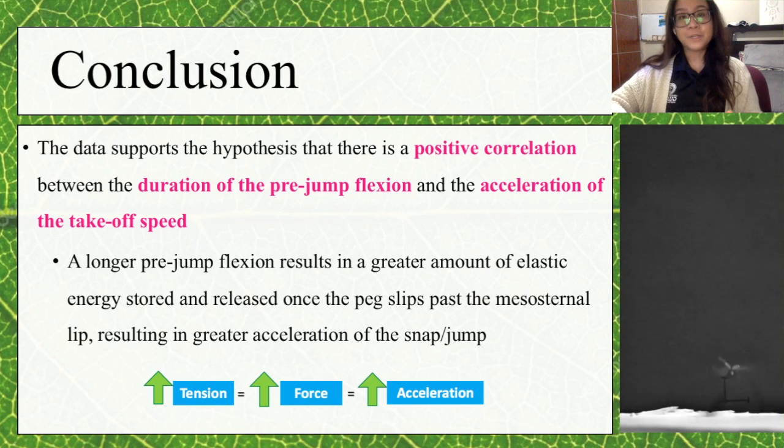So if my experiment were to give me the results that I showed in the previous slide, I would confidently be able to say that my data supports my hypothesis that there is in fact a positive correlation between the duration of the pre-jump flexion and the acceleration with which my beetle is able to take off during its snapping mechanism. And this all makes sense because the longer it takes for the click beetles to flex their peg moving muscle, the more elastic energy is being stored in those muscles and released during the snapping mechanism. And of course, we know that tension equals force, which equals acceleration, and they're all proportional to each other.